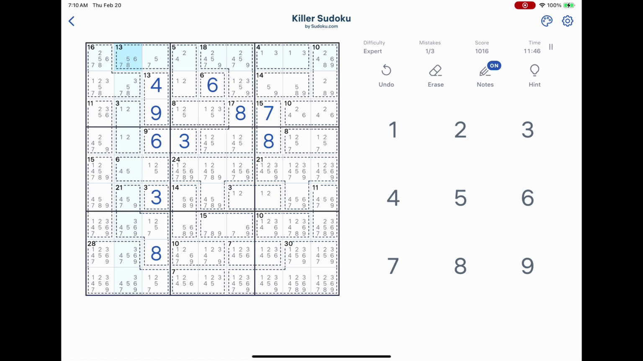5 and 8, no, remove the 5. 6 and 7. 7 and 6, no, remove the 7. 8 and 5. Now we're balanced. Now look at the 5 sum in row 1. You can see that the only 5 is 4 and 1.